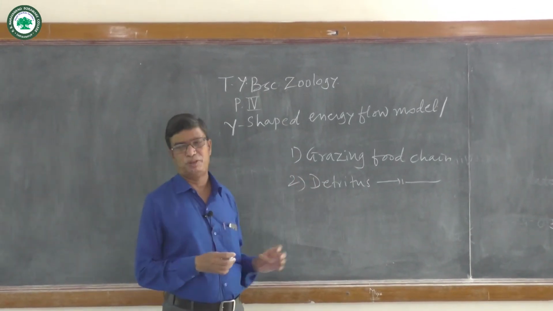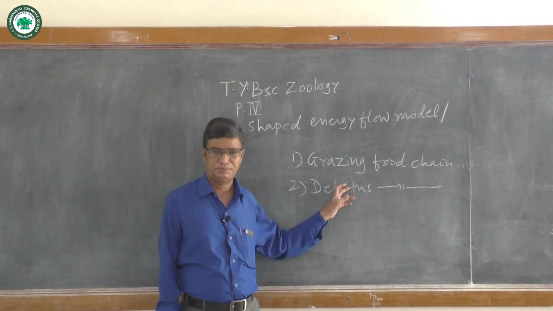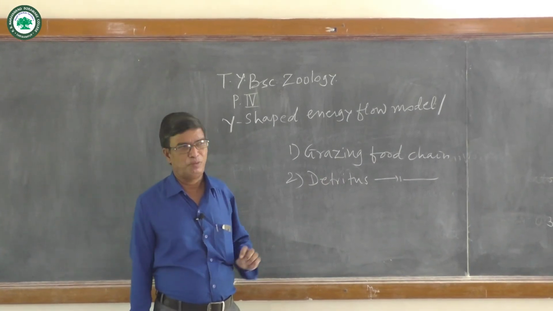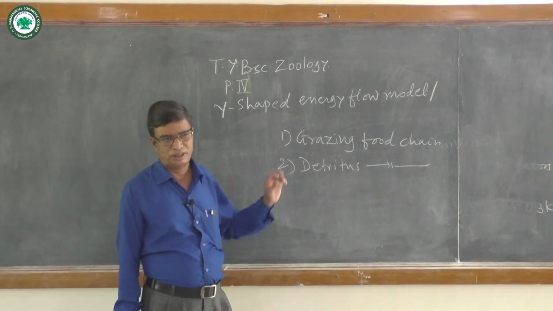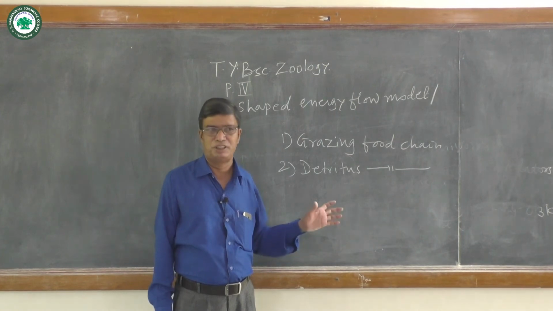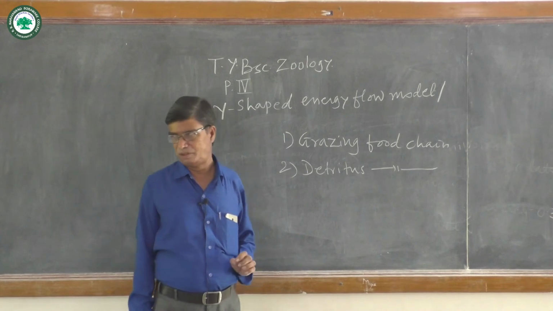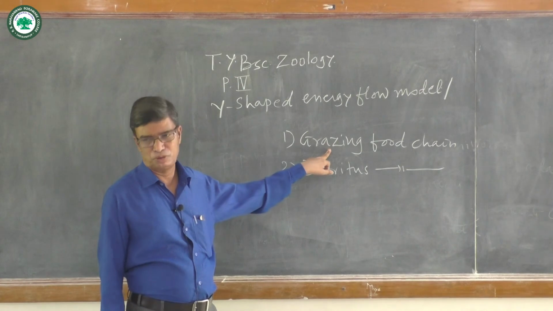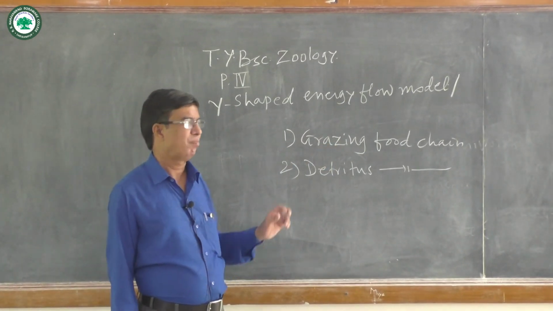The grazing food chain is a simple food chain. For example, in grassland, grass is the producer. Herbivorous animals, for example cattle, feed on grass. They are called grazers. Such grazing animals, that is herbivorous animals like cattle, sheep, goat, deer, rabbit, etc., are eaten by carnivorous animals. That kind of food chain is called a grazing food chain.